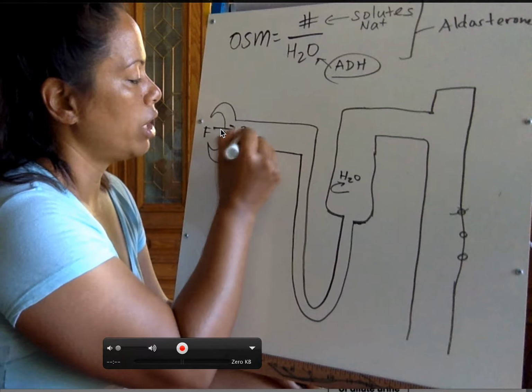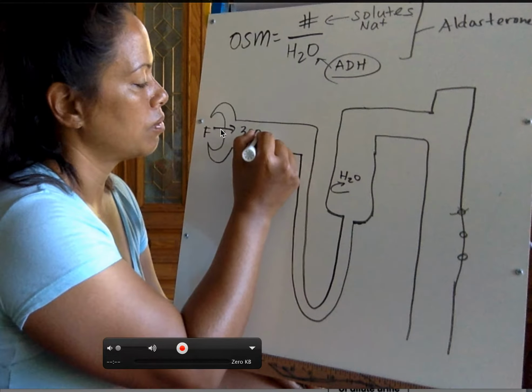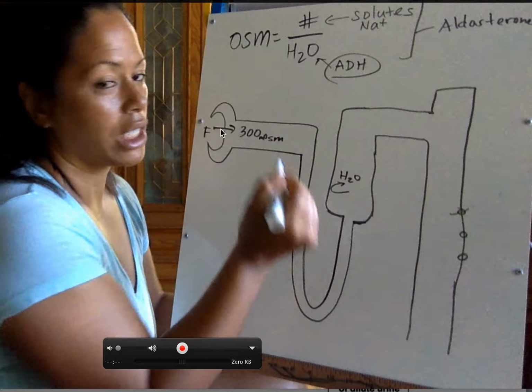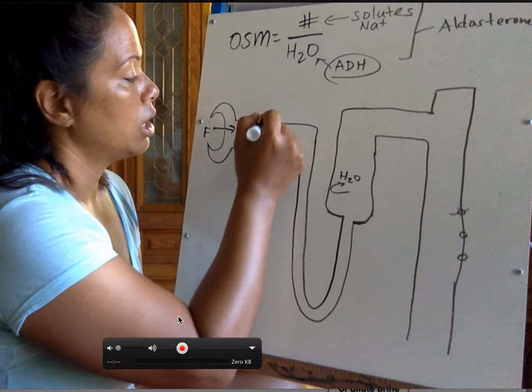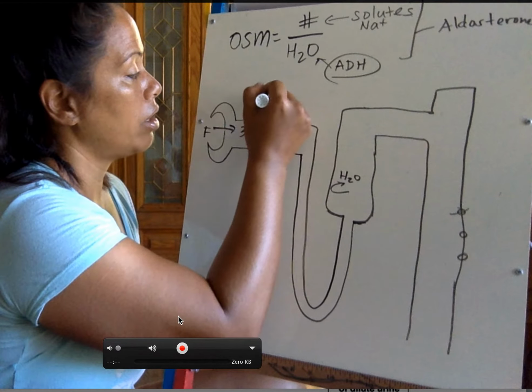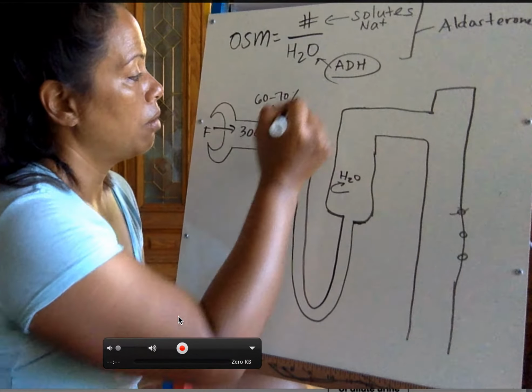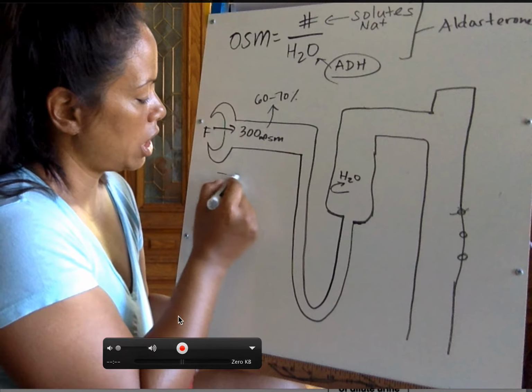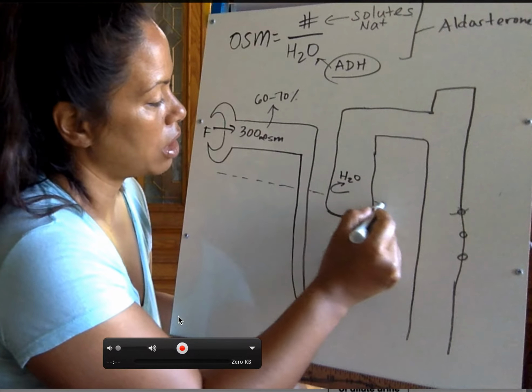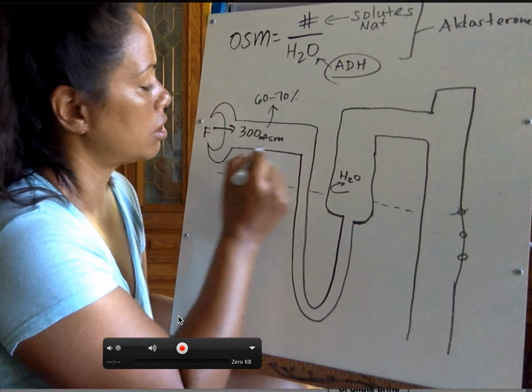concentration. We have 300 milliosmoles, and that is the concentration of blood. And 300 milliosmoles is filtered. Now 60 to 70% is reabsorbed here, but no concentration changes occur. Well, the kidney is set up so that there are concentration gradients.